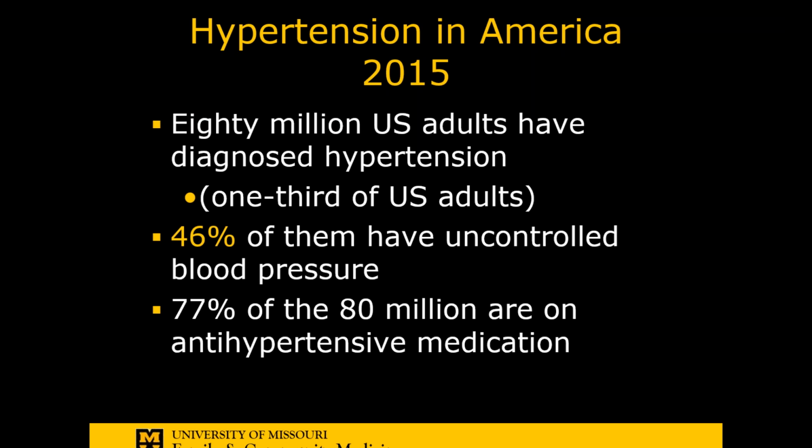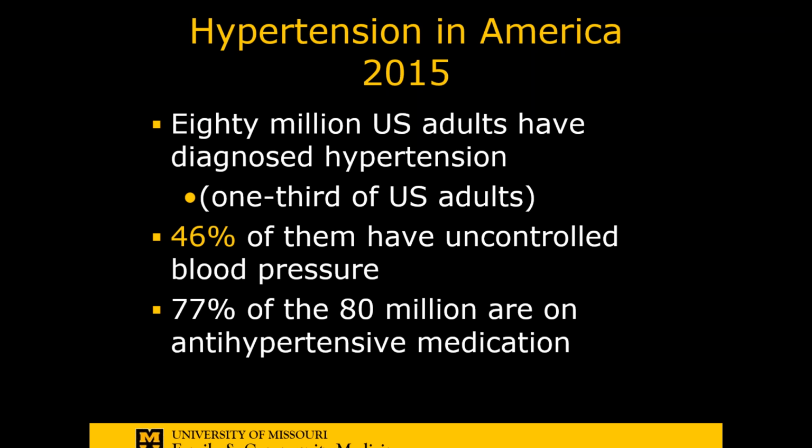So it's very important. 80 million US adults have diagnosed hypertension, and 77% of that 80 million are on an antihypertensive medicine. But guess what? Only 46% of them have controlled blood pressure. So just over half have their blood pressure controlled, and most of them are on medication. What's up? Well, it's probably just that most people are bad doctors, and we're better than that.